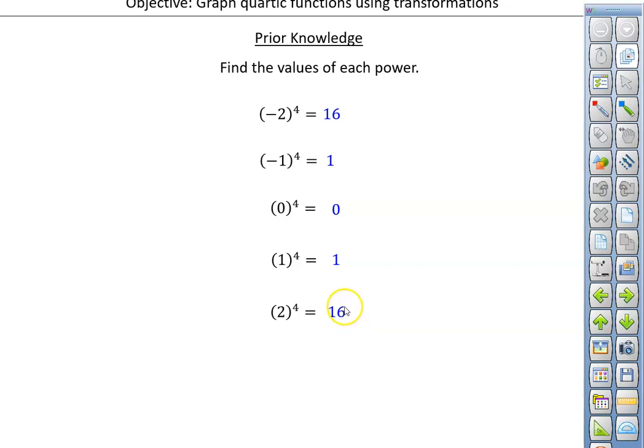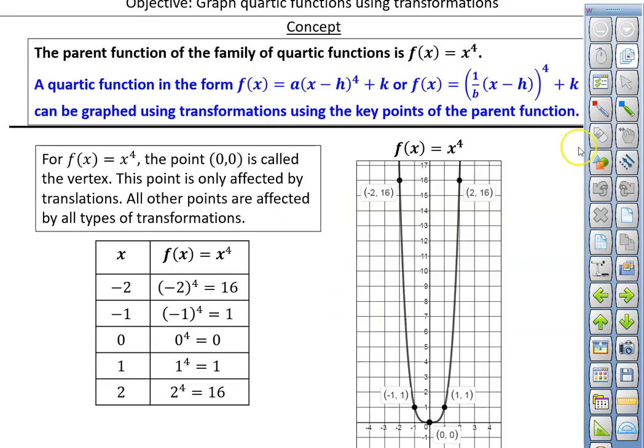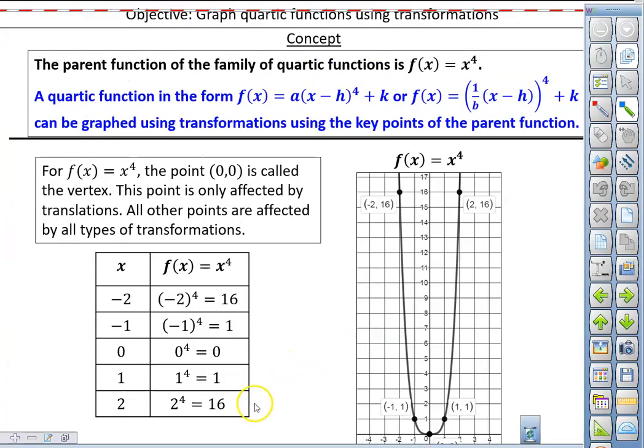For a quartic function that we can graph using transformations, the parent function has the key points where these integers from -2 to 2 are the x values, and the powers are the y values. And those would be the points then that we are transforming. So here is one form of our quartic function that we can graph using our transformations.